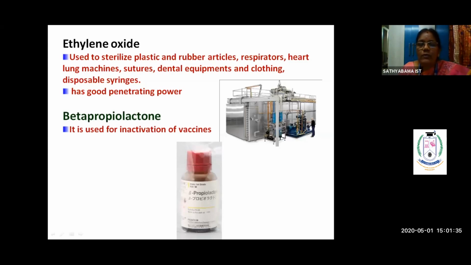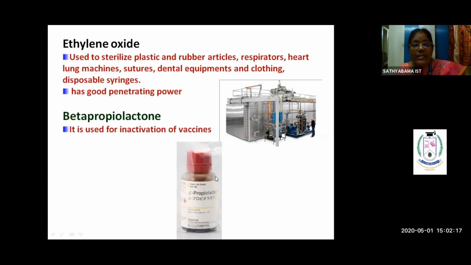Next is beta-propiolactone. It is mainly used for inactivation of vaccines. So what is a vaccine? A vaccine is an inactivated or live attenuated agent which is used to induce immunity. Those substances we call vaccines. If they are killed, meaning inactivated, it is done using beta-propiolactone. You have lots of viral vaccines which are inactivated using beta-propiolactone, shortly called BPL. Okay, so these are the 3 examples of gaseous disinfectants.